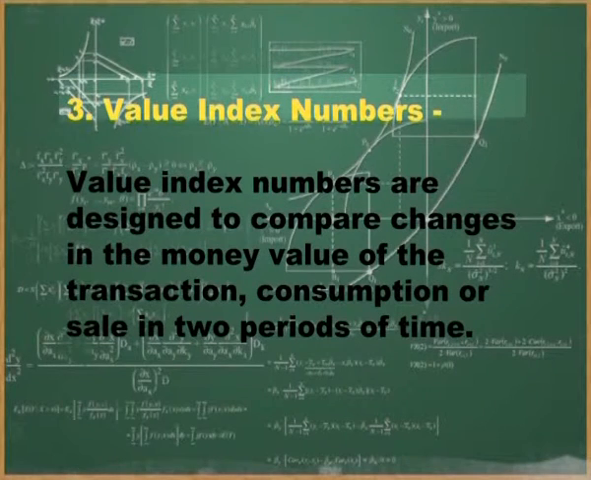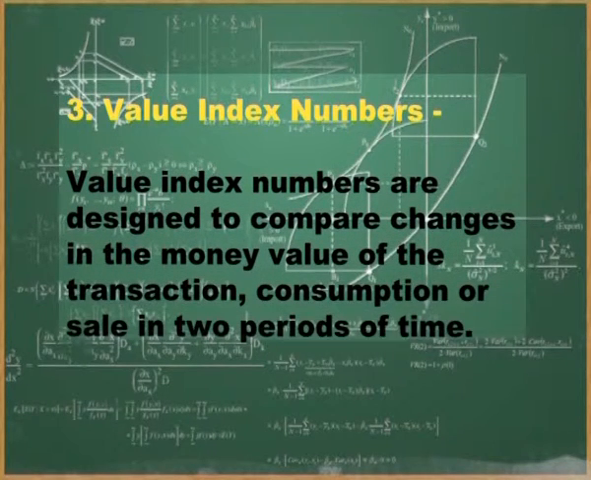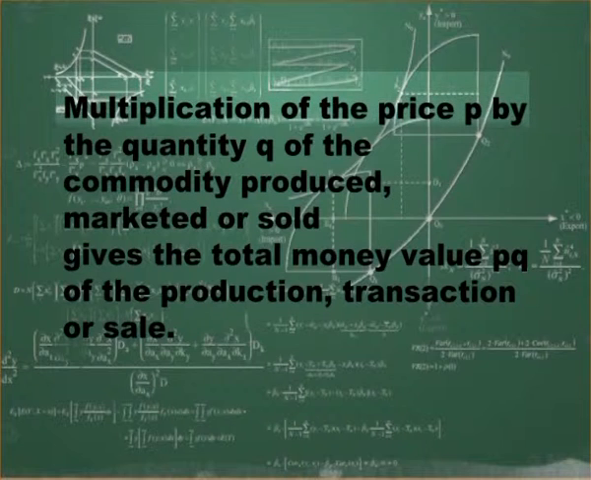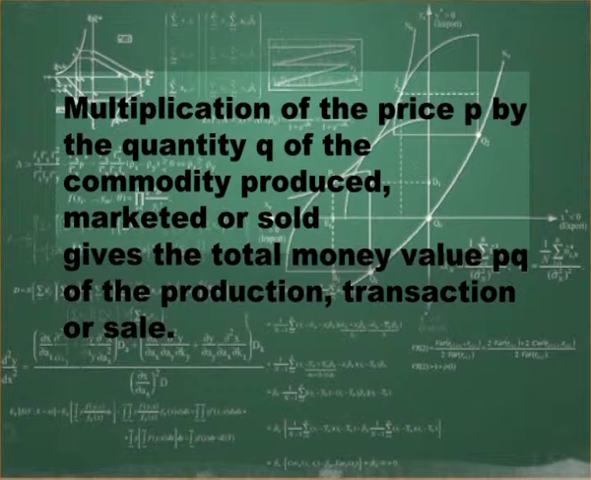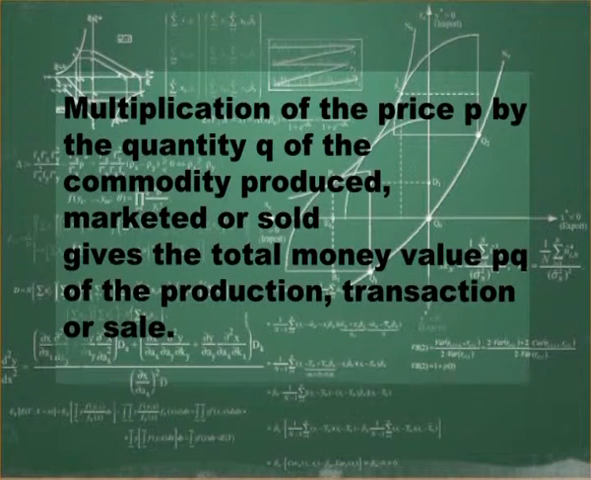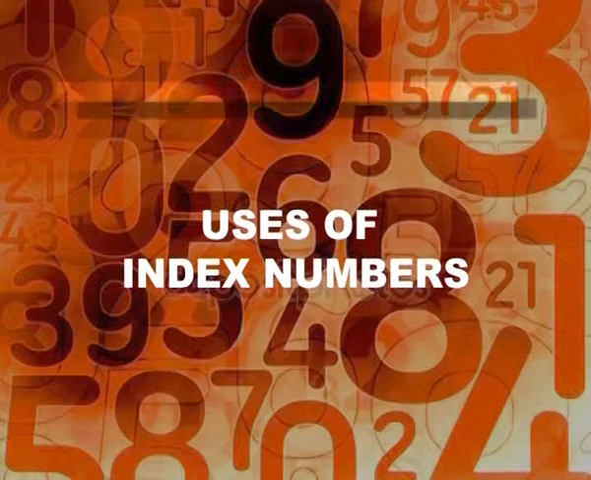Third type, value index numbers. Value index numbers are designed to compare changes in the money value of the transaction, consumption or sale in two periods of time. Multiplication of a price, given by small p, by the quantity q of the commodity produced, marketed or sold gives the total money value pq of the production, transaction or sale.